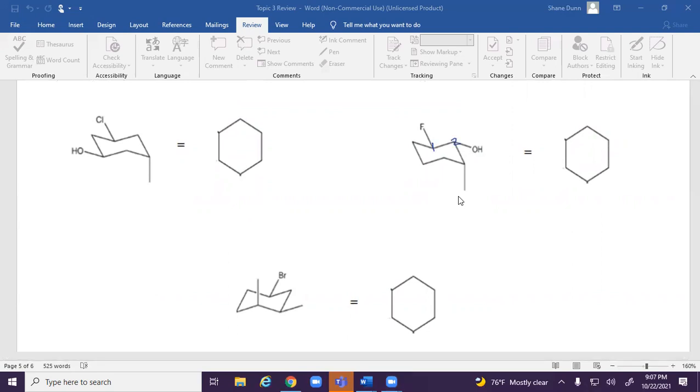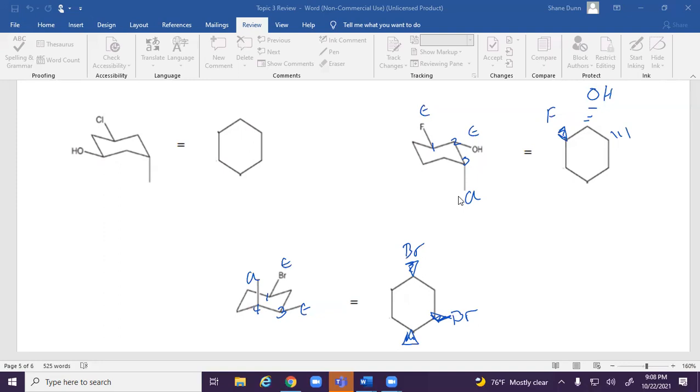One, two, three. This is E, this is C, this is A. So it would be, for example, F, OH. Okay. One, three, four. So equatorial, axial. Bromine, methyl. For the chlorine one, yeah.